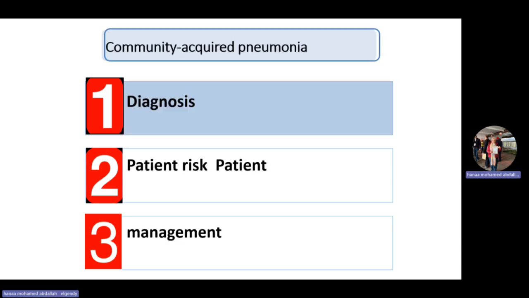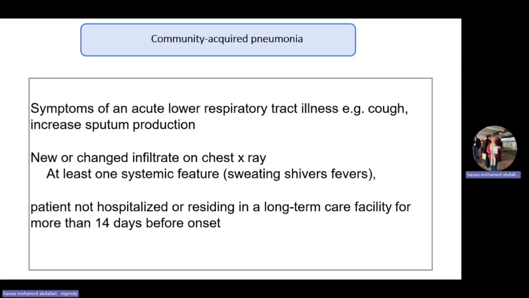To diagnose pneumonia, there are symptoms of acute lower respiratory tract illness in the form of cough and increased sputum production, with new or changed infiltrate on the chest X-ray. We also need at least one systemic feature like sweating, shivers, or fevers. The patient should not have been hospitalized or in a long-term care facility for more than 14 days before onset, to exclude HAP or VAP pneumonia.